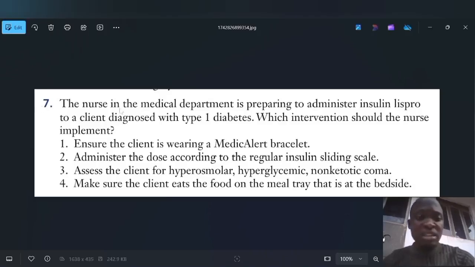All right, number 7, the nurse in the medical department is prepared to administer insulin Lispro to a client diagnosed with type 1 diabetes. Which intervention should the nurse implement? Number 1, ensure the client is wearing a medical alert bracelet. Number 2, administer the dose according to the regular insulin sliding scale. Number 3, assess the client for hyperosmolar, hyperglycemic, non-ketotic coma. Number 4, make sure the client eats the food on the meal tray that's at the bedside. What do you guys think is the answer?